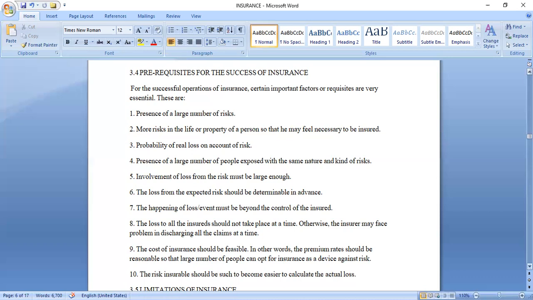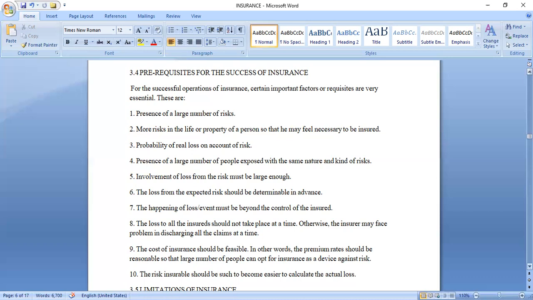And then next is that the loss from the expected risk should be determinable in advance. That's why in our very first key concepts, we looked at the difference between risk and uncertainty. And what did we see? We realized that risk is measurable, and the outcome of the event can be determined. It can either be a loss or a profit, positive or negative. But with uncertainty, you do not know what the outcome might be.